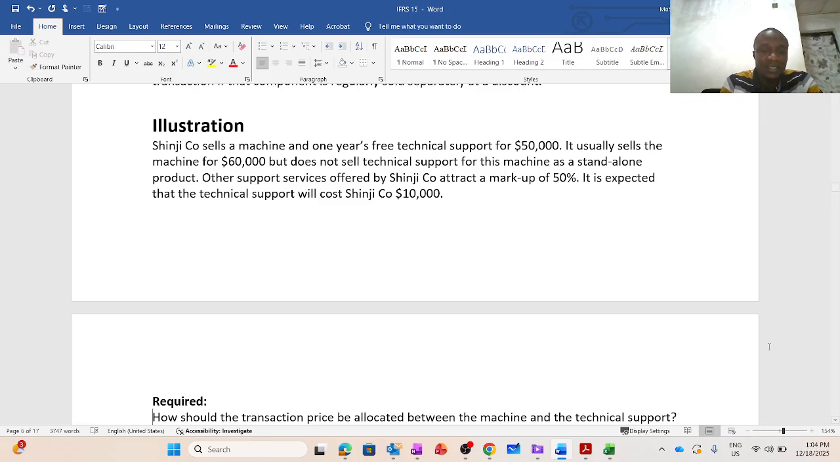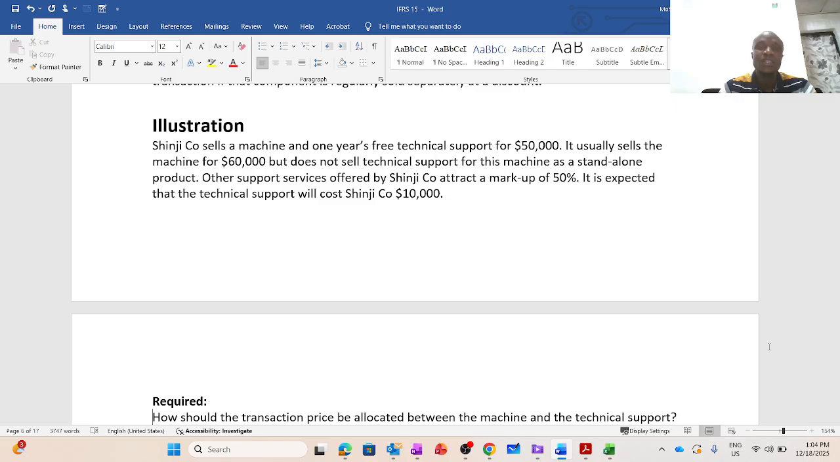The requirement stated, how should the transaction price be allocated? That's our concern between the machine and the technical support. But firstly, we need to identify if there's a separate performance obligation or not. ESCO sells a machine and 1 year free technical support for $50,000. The machine and the 1 year free technical support combined together, the selling price is $50,000. It usually sells the machine for $60,000 without providing the free technical service.